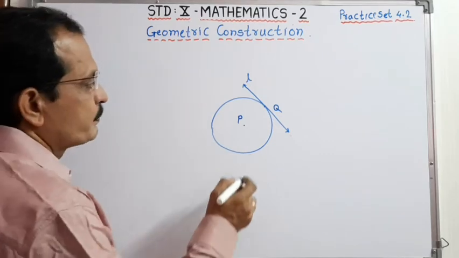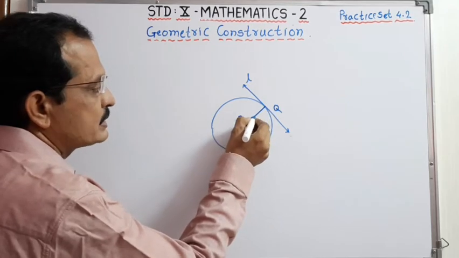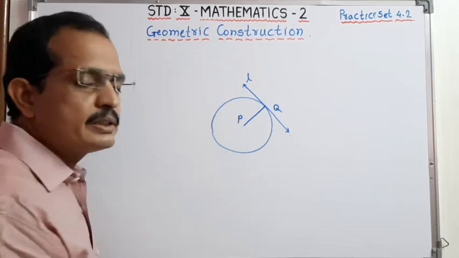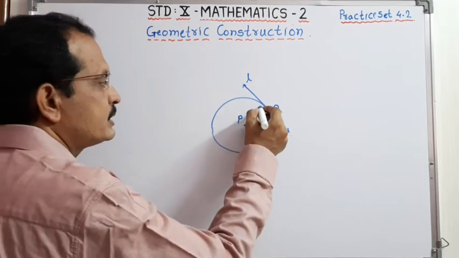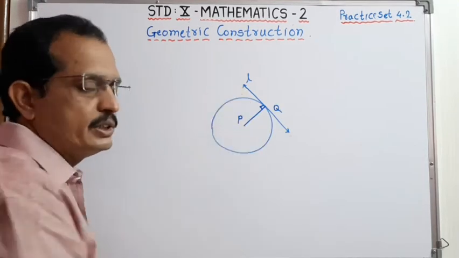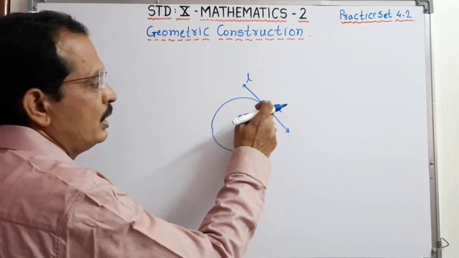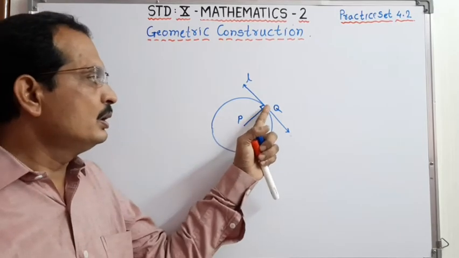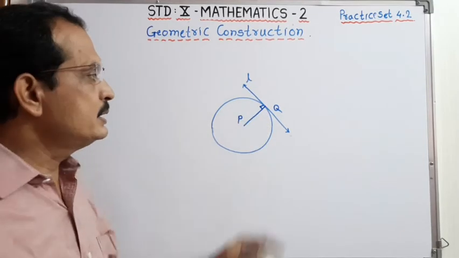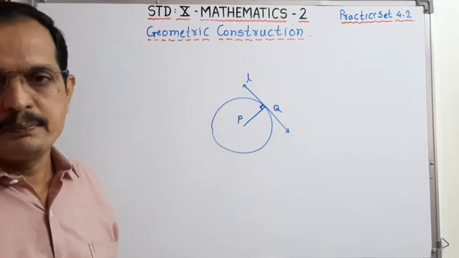Dear students, if I join this point of contact with the center of the circle, then PQ is known as a radius, and this radius is always perpendicular to the tangent. Remember this property, that the perpendicular drawn from the center on a tangent makes an angle of 90 degrees.